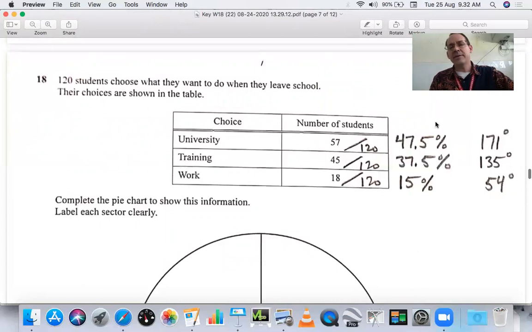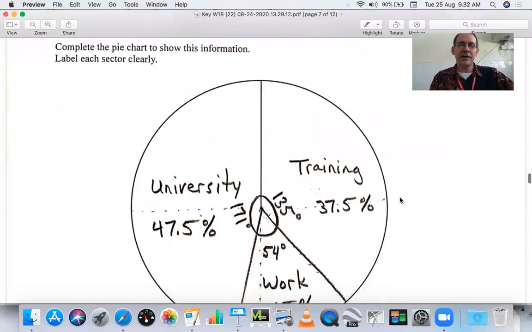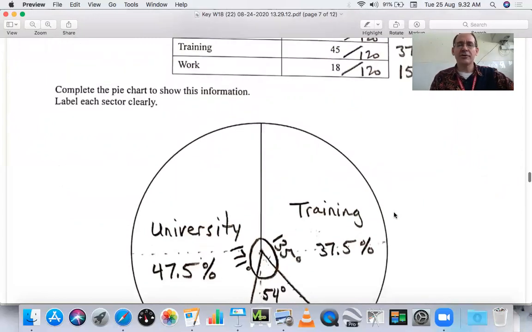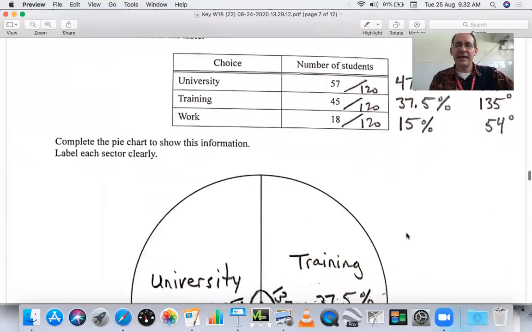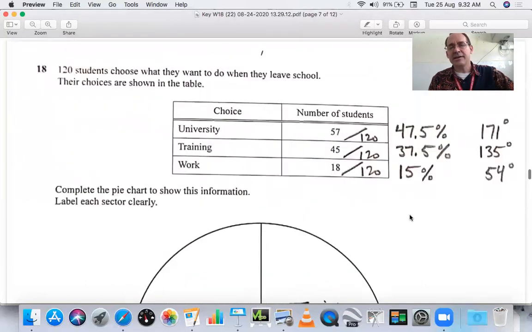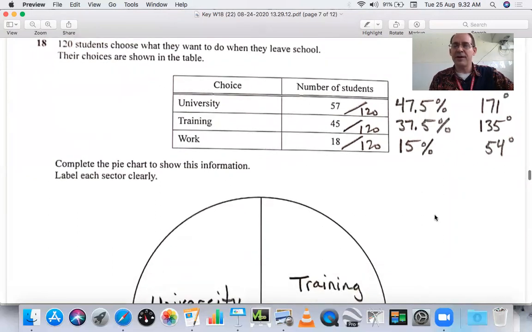So if you divide them here, you get your percentages. If you're making it into a pie chart, well, a pie chart is a circle, so you might want to take the percent times 360. Sorry, I didn't show that work, but 0.475 times 360 degrees gives you 171 degrees. 0.375 times 360 gives you 135 degrees. And this here is 15% of 360, which gives you 54 degrees.